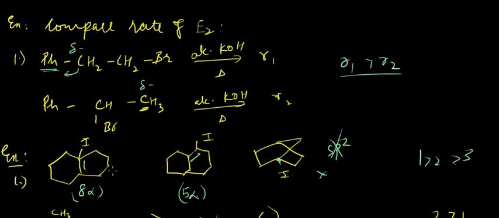Okay guys, so in this lecture we'll be seeing some of the examples in which we need to compare the rate of E2 reaction. So given these two compounds, we need to compare the rate of elimination in both these compounds. One in which Br is attached to the 1 degree carbon, and second one in which Br is attached to the 2 degree carbon.